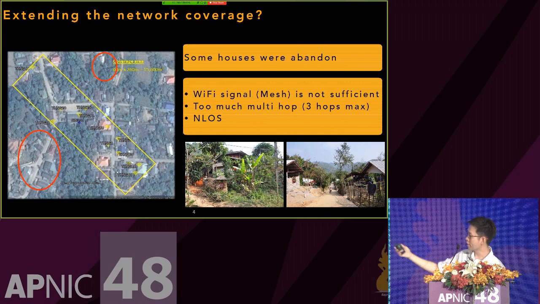However, as you can see, in the left circle there is a house, and the villagers want to use our network as well. But with the barricades, we cannot extend our coverage there. This is our layout situation: we have a lot of trees and obstacles blocking the signal, so we could not find any line of sight. And of course, we cannot extend with multi-hops either. As we know from experiments, we can extend a maximum of just three hops.